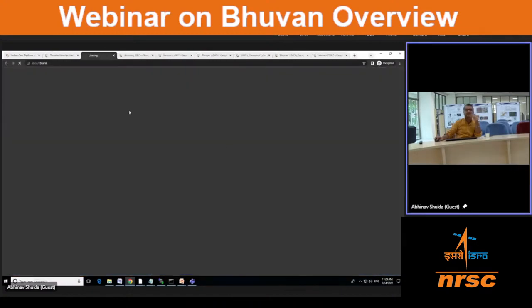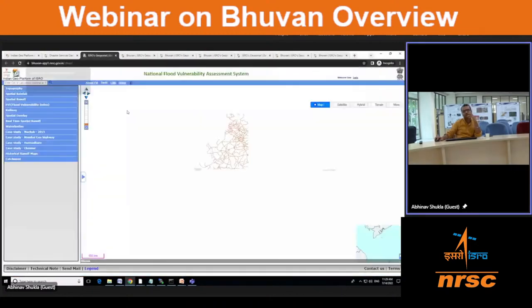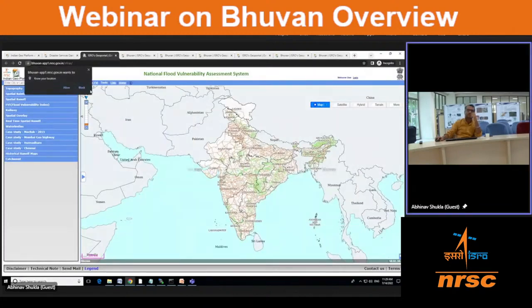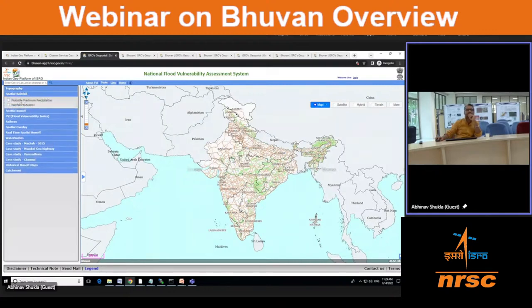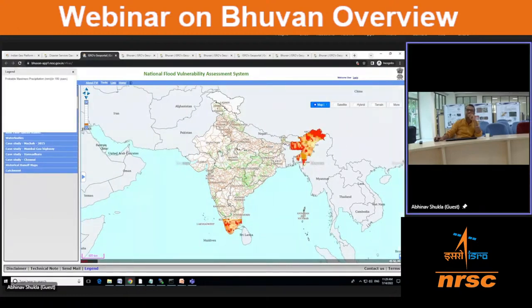Thereafter, if you look at the flood vulnerability index, I am only taking you through it very briefly. If you want to see further details, I would ask you to look at all these small tabs here. Every tab has got a lot of information available to you. So spatial runoff, and the probable maximum precipitation in the country can also be seen. If you click on one particular point, you will be able to see, with respect to the legend, that the probable maximum precipitation is 300 mm or more in the last 100 years, using last 100 years of information.